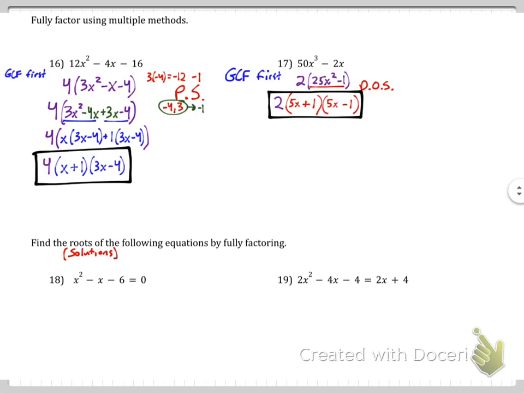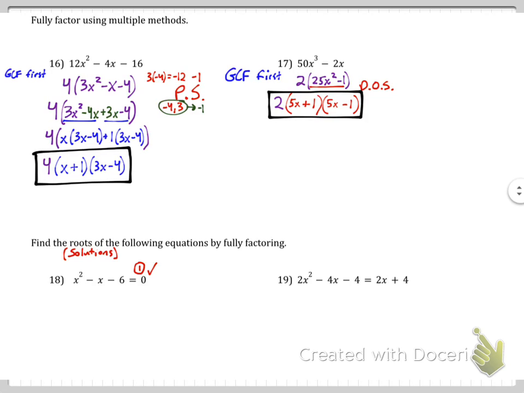In the next section, find the roots of the following equations by fully factoring. Roots is another word for solutions, which is another word for x-intercepts, which is another word for zeros. Any of those all mean the same, so let's find it. That's when you have an equation and it's equal to 0. Sometimes you have to set it equal to 0. Here, we already did that. So, step 1, check, we're good.